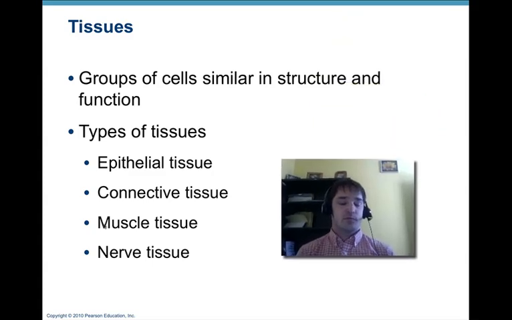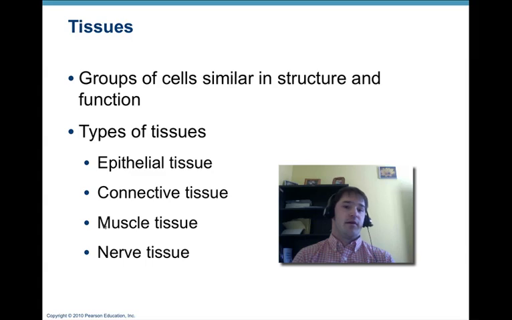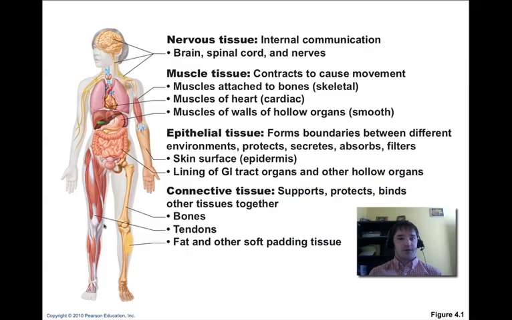So tissues are not the ones you blow your nose with. They're groups of cells that are similar in structure and function. And we have 4 major types of tissues that you guys have seen in lab, at least some already. Some examples are listed on this slide. Nervous tissue. This one's pretty easy. Brain, spinal cord, and nerves. And it's one of the easier ones to recognize on a slide too, because it's chiefly made up of neurons.